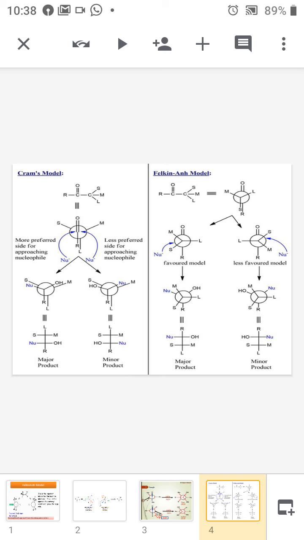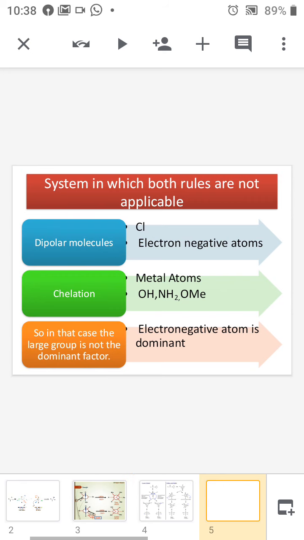I hope that you are very clear with Cram's rule and the Felkin model. Now there are some exceptional cases. There are some systems in which both Cram's rule and the Felkin rule are not applicable. The first system is a molecule which contains a dipole, like chlorine or any other electronegative atom.